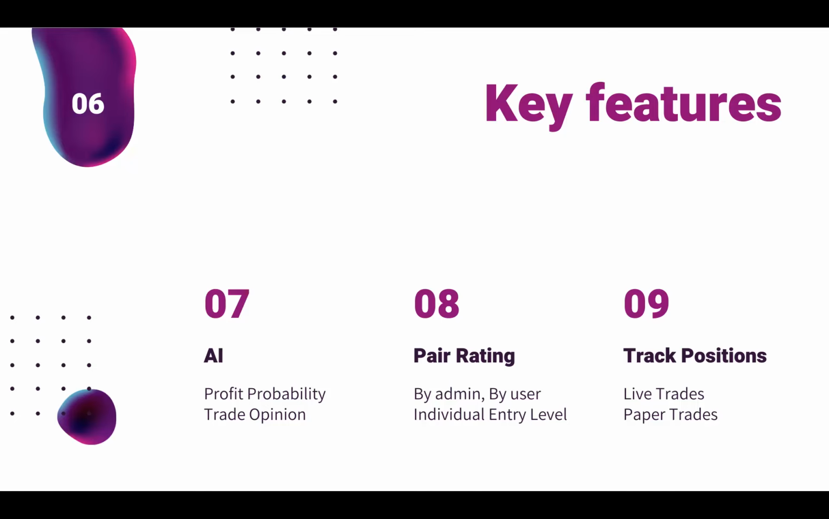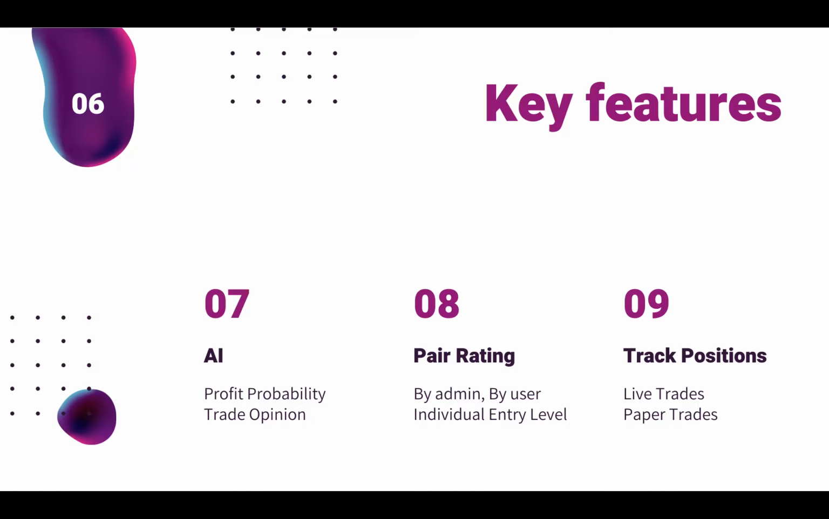And pair rating: the pair is rated by the admin, and the user can also rate themselves, not only at a pair level but at an individual entry level. So when you are entering a pair at 3 standard deviation, 2.7 or 2.